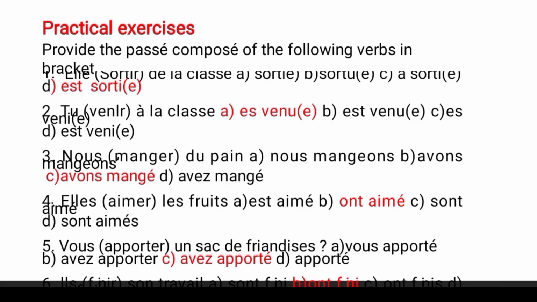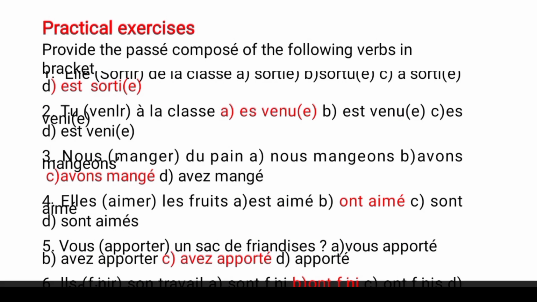We have elle in bracket aimer les fruits. Aimer is not a movement verb, it's not a reflexive verb, that's okay, it's avoir. So that means A is out of it. Elle is plural, O-N-T, ont. Aimer, A-I-M-E with an accent aigu, aimé. So that's how you get the verbs.